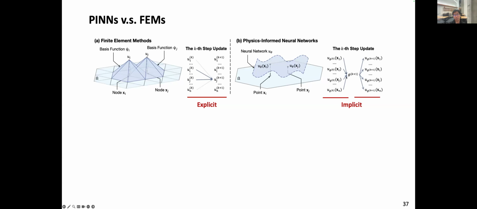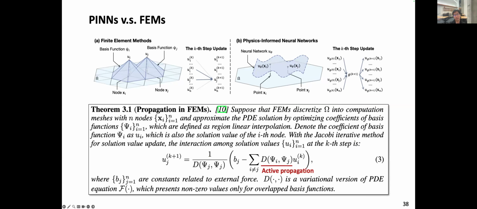And the updated model parameter will affect the value at position xj. So it is an implicit correlation between different points. Based on some basic knowledge of FEMs, we can obtain a propagation paradigm, which is defined as here. And the function D is the explicit correlation between two positions.